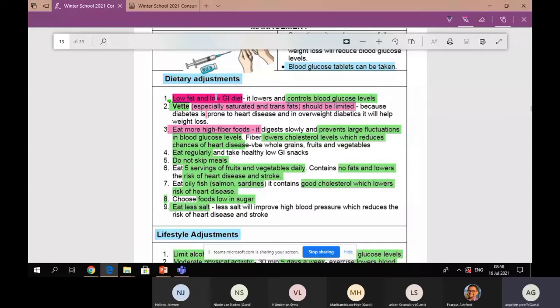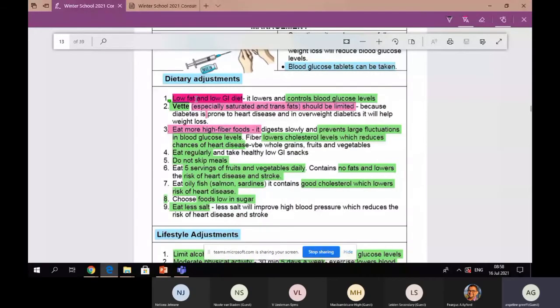Low fat and low GI diet. Why? It's going to help control the blood glucose levels, okay? A low GI diet, we know, and it's important that somebody suffering from diabetes control the blood glucose levels properly. And then the reason why low fat is important to them is that they are prone to suffer from heart diseases, okay? So that is why low fat is important.